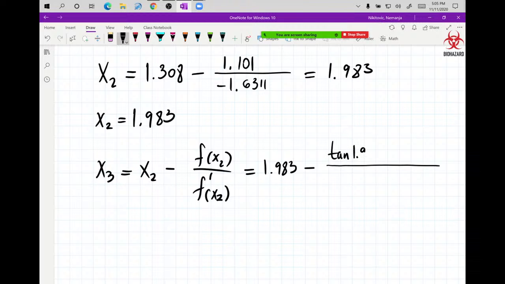Tangent of 1.98. Oh, by the way, when you're taking class at Rutgers at NJIT, you have to do all of this by hand. They don't give you even the basic calculator.